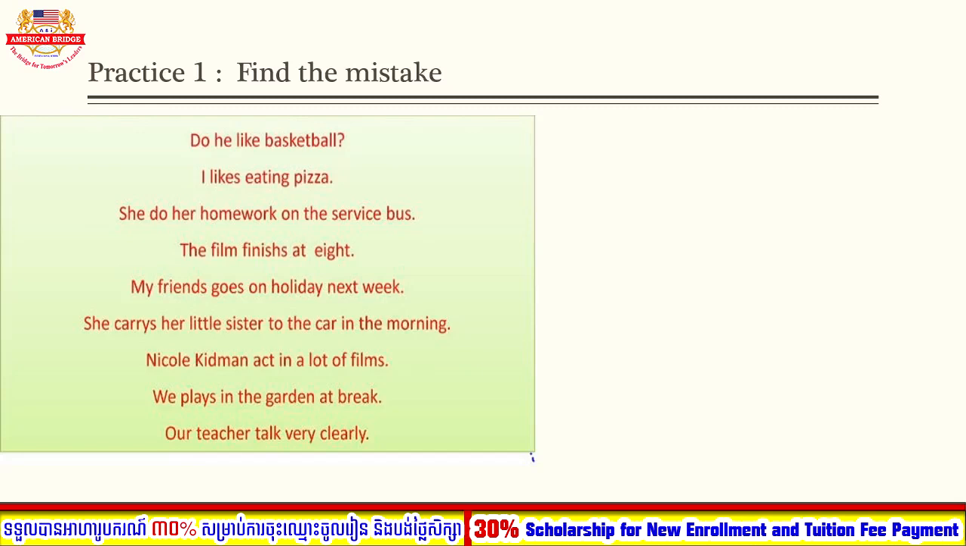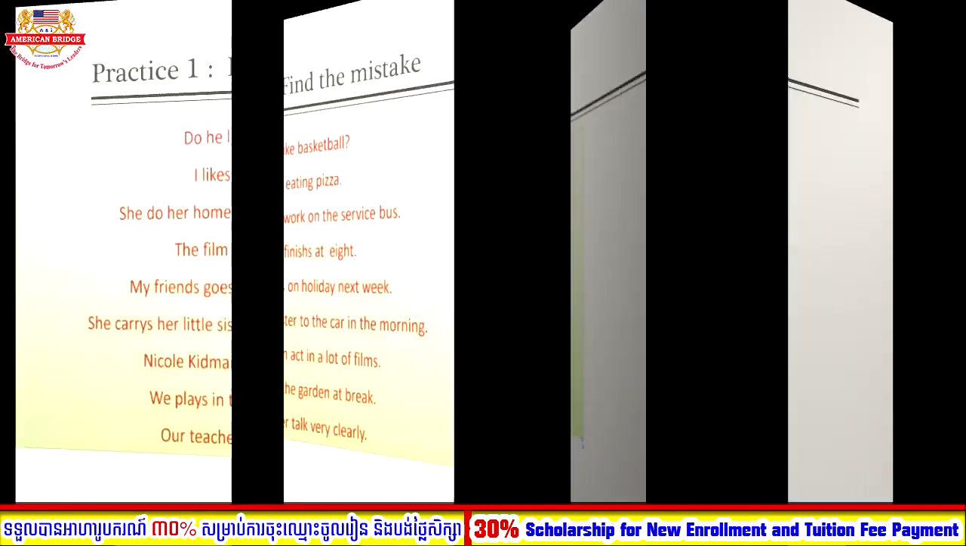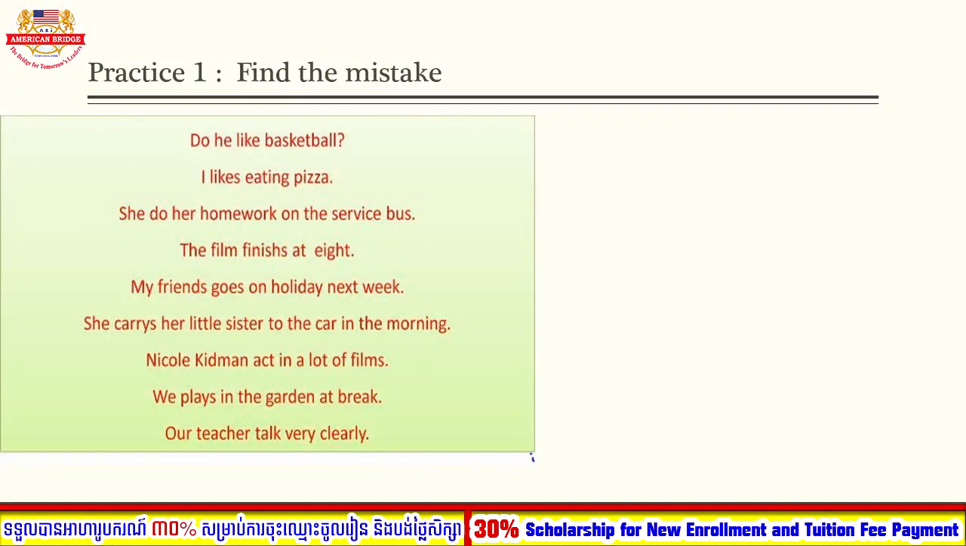So these are the sentences that have errors. You need to find the mistake, and after that you circle it. So I hope that you can copy this into your notebook right now. And when you finish, let's check the answers with teacher all together. Okay, so teacher will give you time right now. So let's write this down into your notebook. Okay, so teacher knows that you have written this down already. So now let's find the mistakes with teacher.